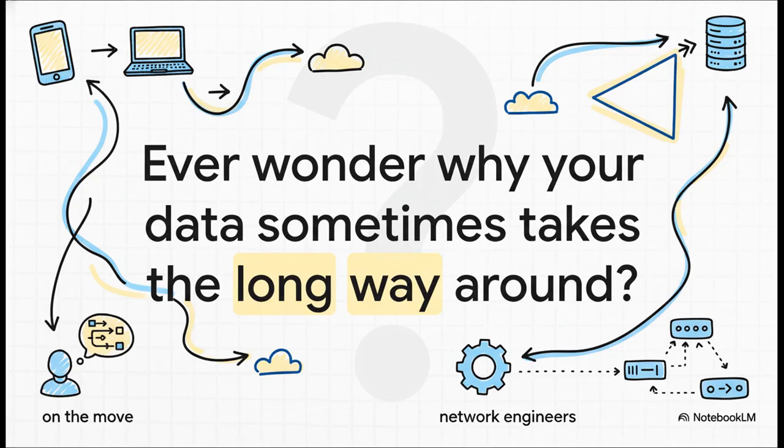So, have you ever thought about that? It's exactly what happens when you're on the move. Your phone or laptop stays connected, which is great, but the path your data takes, well, it's not always a straight line. We're going to break down exactly why this detour happens, and, more importantly, how the smart folks in network engineering manage to fix it.